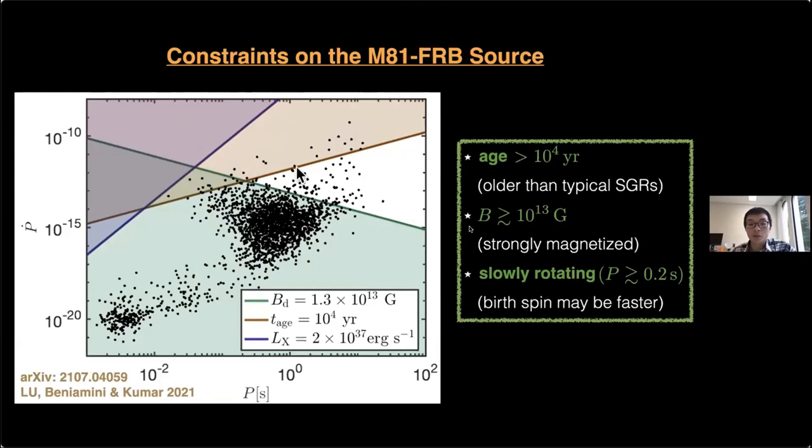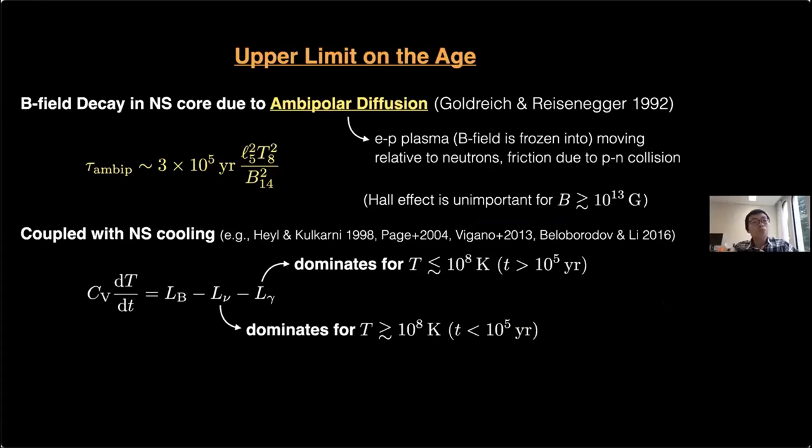We're saying that only in this region, which is consistent with some old-ish, as you know, some of the SGRs, some of the magnetars are over here. I think the source is consistent with one of these old-ish, but slightly lower magnetic field magnetars. And there is also an upper limit on the age of the system that is given by the magnetic field decay, given by the ambipolar diffusion.